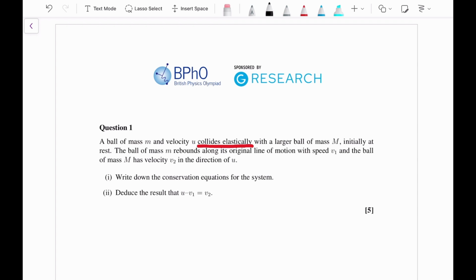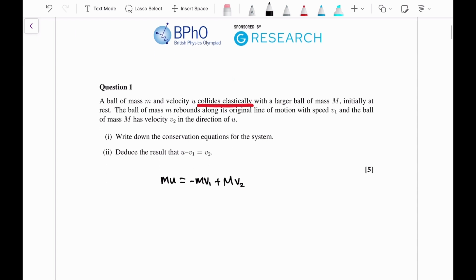So for the first, we can say mu, and the momentum of capital M initially is equal to 0, is equal to m times negative v1, because it's in the opposite direction. That will be negative mv1, and then plus capital Mv2, because it's in the initial direction.